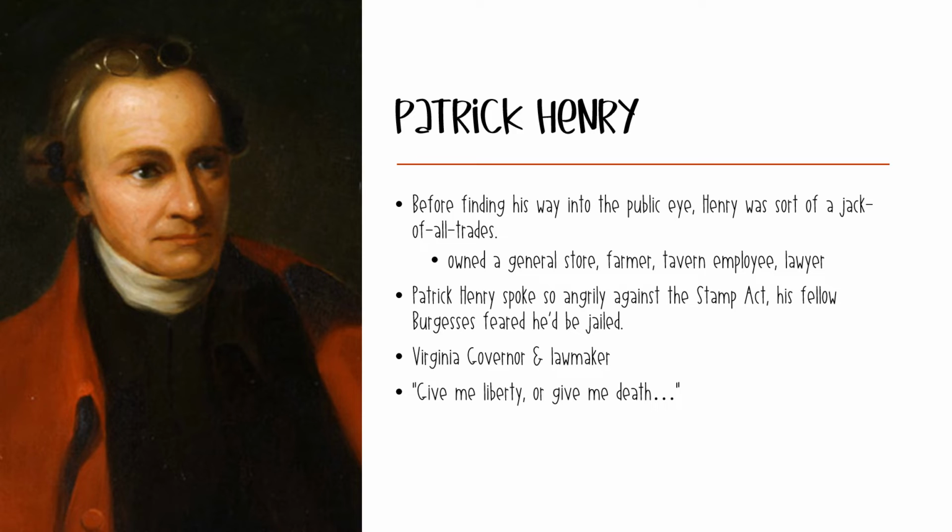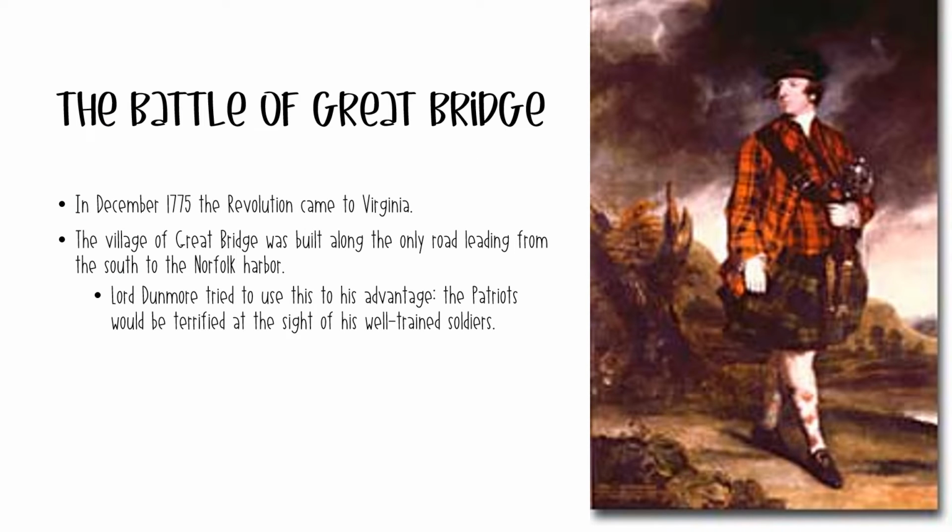One very important Virginian during this trying time was Patrick Henry. He was a sort of jack of all trades before finding his way into the public eye. Before he was 24 years old, he had owned a general store, been a farmer, and worked at a tavern before deciding to go to law school and become a lawyer. After that, he became a vital member of Virginia's government. He loudly protested taxation without representation to the point that his peers feared he would be arrested. He is most famous today for a speech in which he said, "And as for me, give me liberty or give me death." One of Patrick Henry's most disliked enemies was Lord Dunmore.